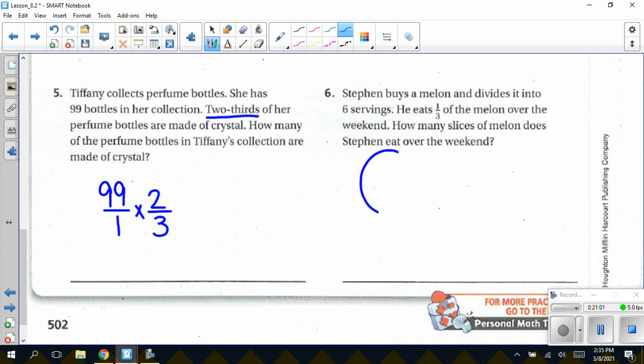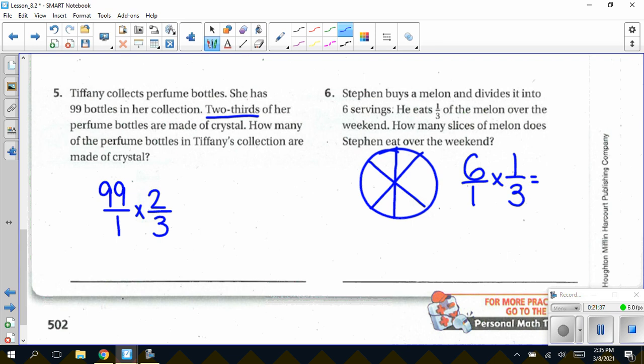So, ladies and gentlemen, this one, it might be beneficial if you do draw a picture of the melon. So I'm going to have a circle to represent the melon, and I'm going to divide this into 6 equal pieces. So I have 6 pieces right here. I can tell that if I would break this up into 3 equal sections, then because he's eating 1/3 of that, I am going to be taking 6 over 1 times 1 over 3 to get this answer.